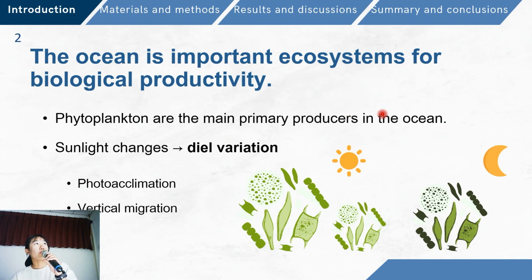The ocean is one of the most important ecosystems for biological productivity. Phytoplankton are the main primary producer in the ocean, and their growth depends on the sunlight. The sunlight change we call Diel variation, and it can cause different responses in phytoplankton, such as photoacclimation and vertical migration, and we'll talk about them later.